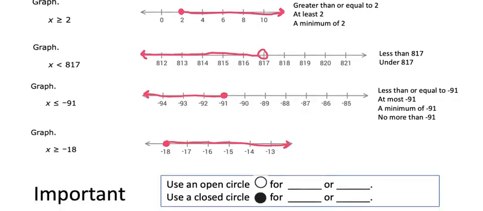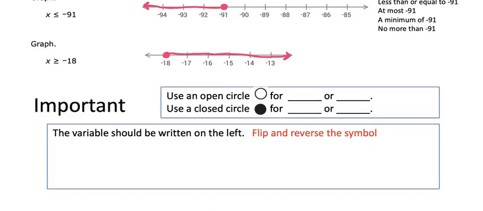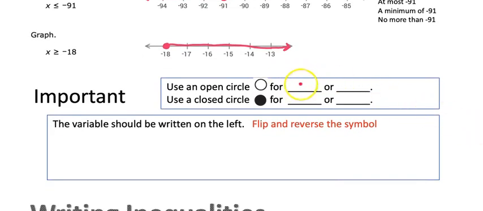Just a couple points to remember. We use open circles for less than or greater than. And we use closed circles when it's less than or equal to, or greater than or equal to. Remember, that means it's part of the solution set.